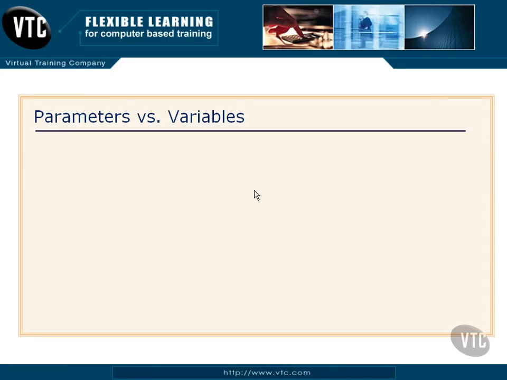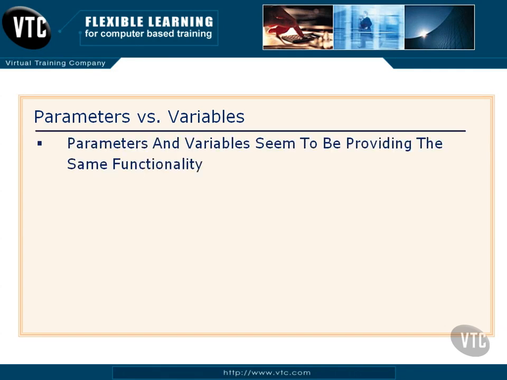Now there's one question that pops up all the time when people are first getting their hands around this 2012 version of SQL Server and Integration Services, and that is this thing about parameters and variables. What exactly is going on here? Because parameters and variables seem to be providing the same functionality. I can set a parameter or a variable, then I can set the value of that and the package runs, and I'm not sure exactly what's the difference.